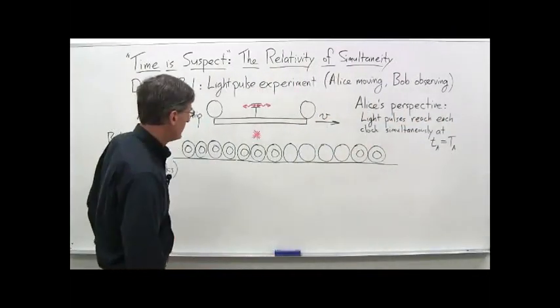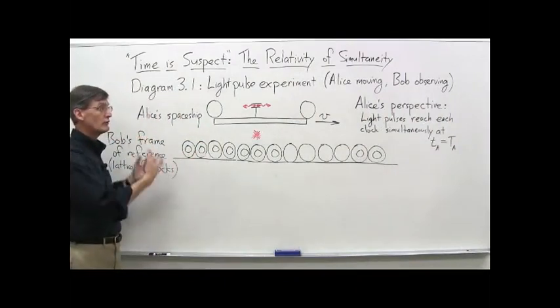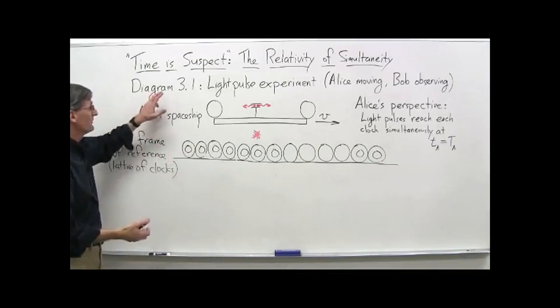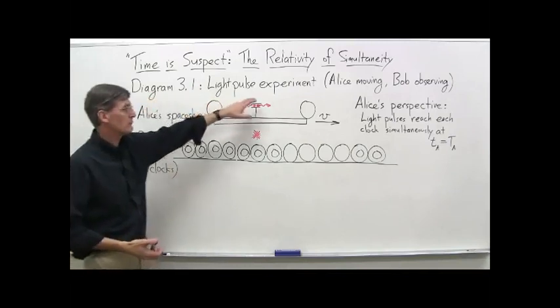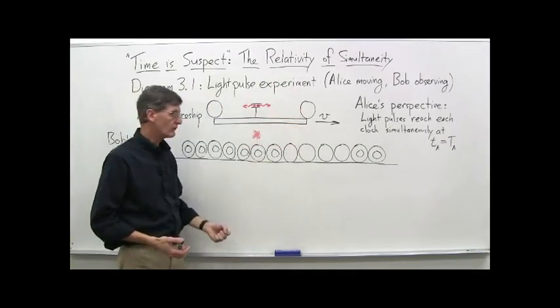Now let's look at the same experiment we just did with paintballs, except now we're going to use light pulses. So this is diagram 3.1, the light pulse experiment. Again, Alice is moving in her spaceship. Bob is going to be observing.